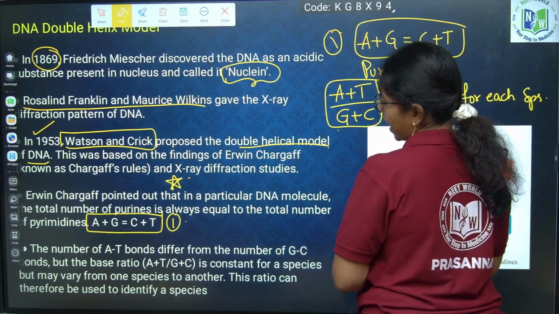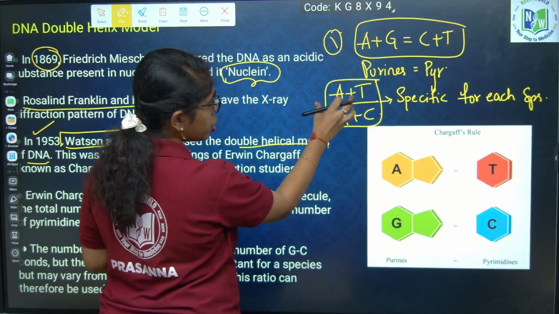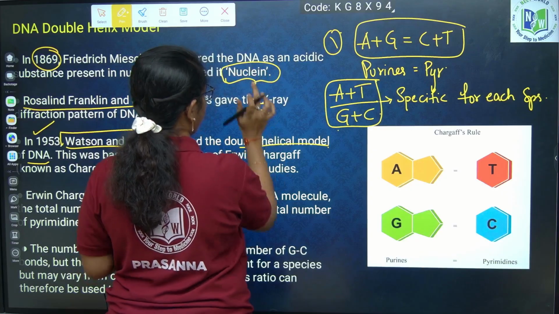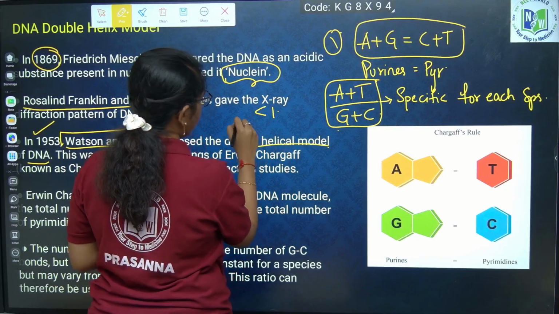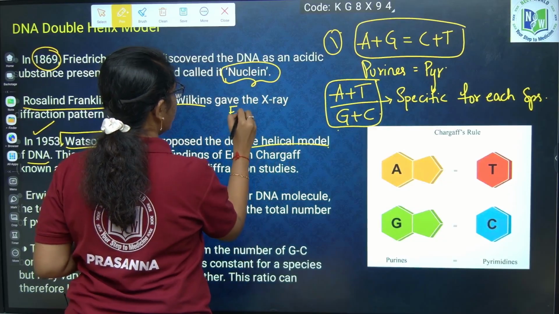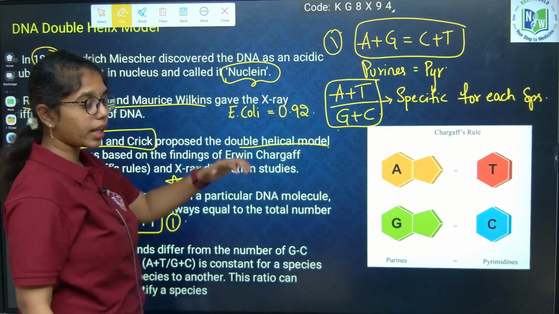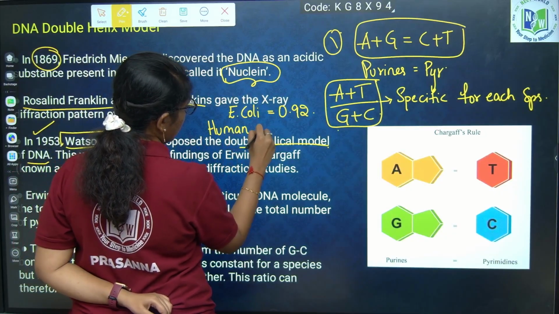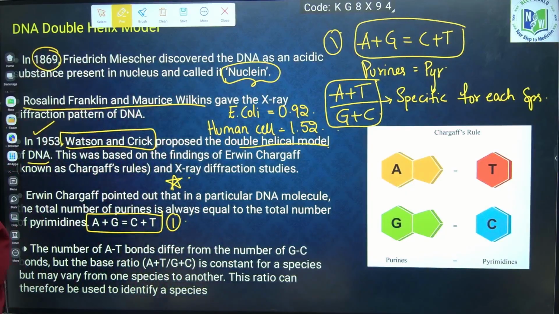If you take prokaryotes, the base ratio is less than 1. For example, in E. coli it is around 0.92. In a human cell, it is around 1.52. Next.